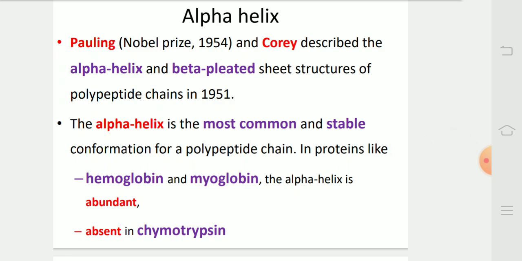Alpha helix. Pauling, who was awarded Nobel Prize in 1954, and Corey described the alpha helix and beta pleated sheet structures of polypeptide chains in 1951. The alpha helix is the most common and stable conformation for a polypeptide chain. In proteins like hemoglobin and myoglobin, the alpha helix is abundant, whereas it is virtually absent in chymotrypsin.